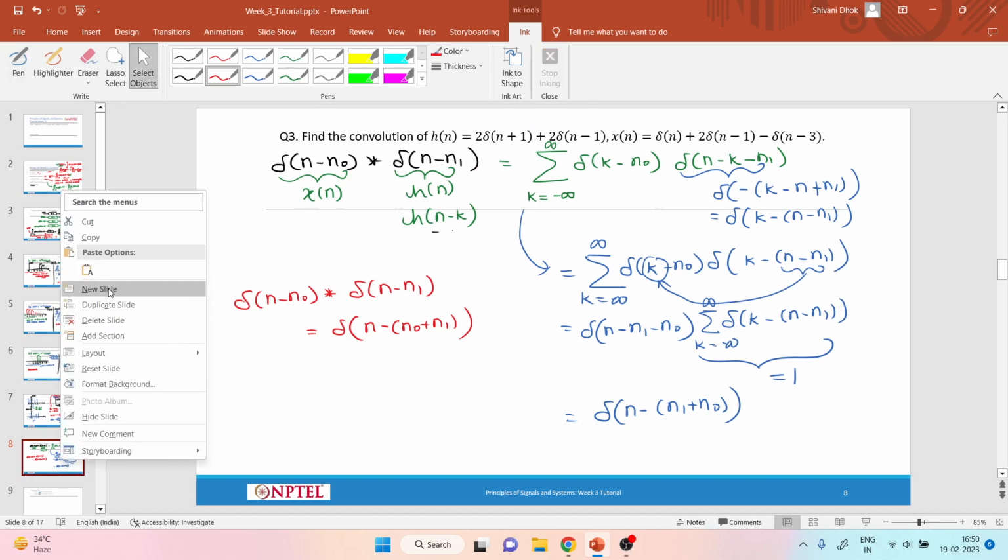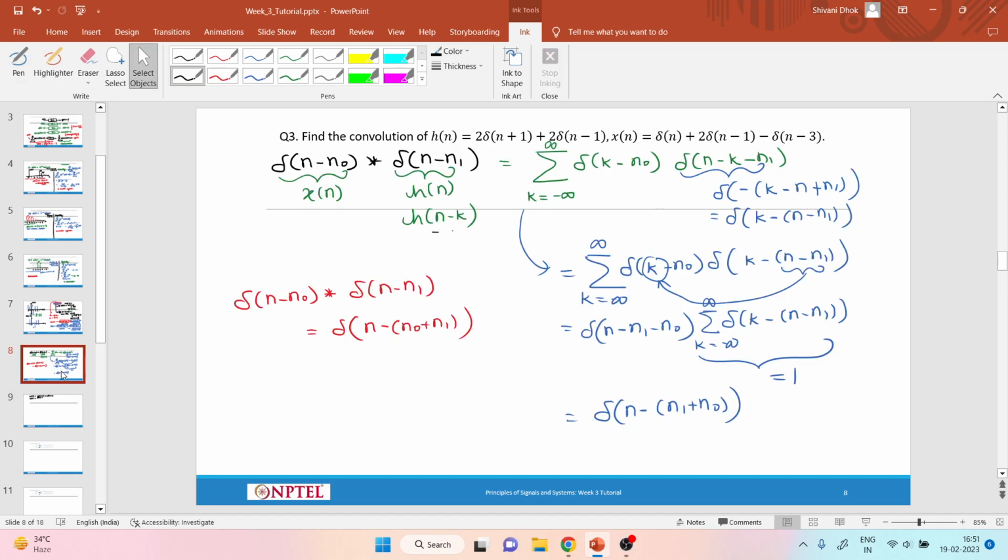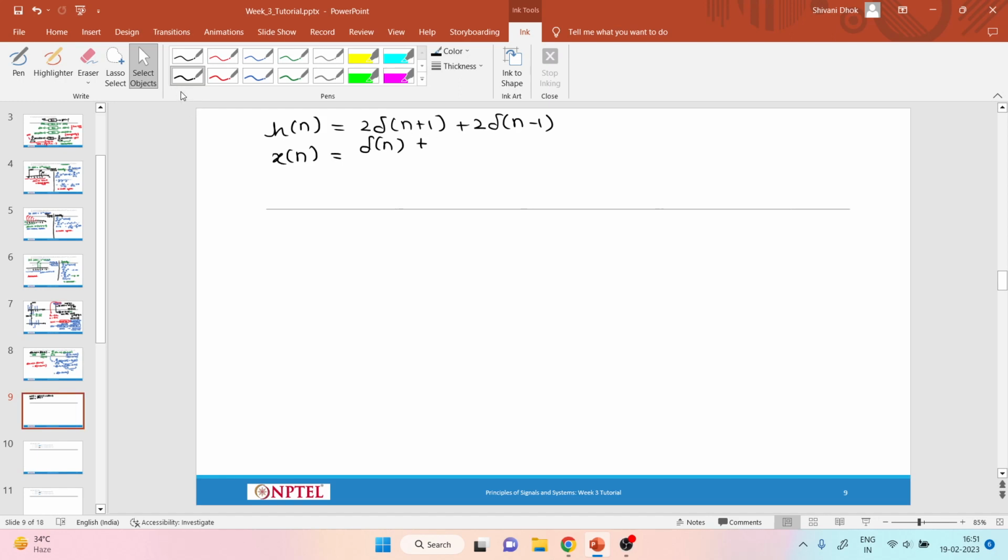So let me add one page. So here my h of n was, I'll repeat it, was given as 2 times delta n plus 1 plus 2 times delta of n minus 1, and my x of n was delta n plus 2 times delta n minus 1 and minus delta of n minus 3.